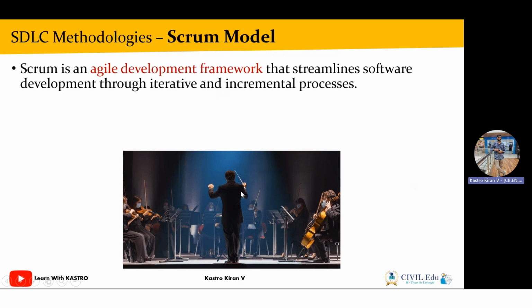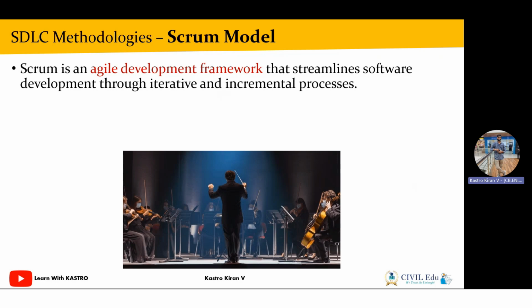Similarly, in the Scrum model also, Scrum is basically an agile development framework which streamlines software development through an iterative process and an incremental process. So what is meant by an iterative process? Agile is basically an iterative process. And an incremental process is nothing but whenever a new requirement comes, based upon the new requirements, the project will get enhanced. That's called an incremental process.